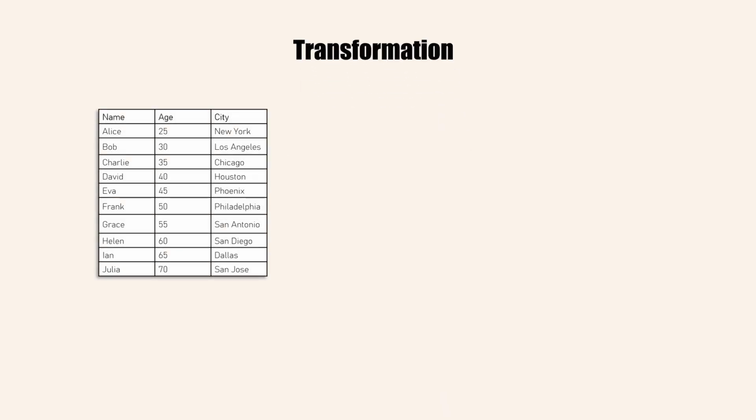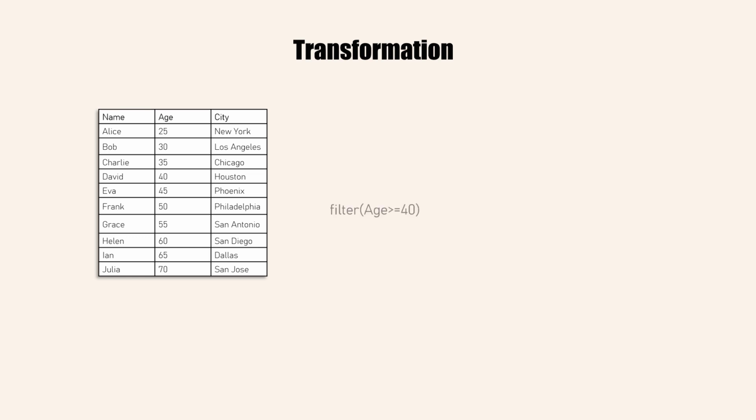Spark has a concept of transformation and action. These are two kinds of operations. Well, let's take a look at transformation first. Suppose we have data of people with their name, age, and the city they reside in. And this data is sorted in ascending order by age.